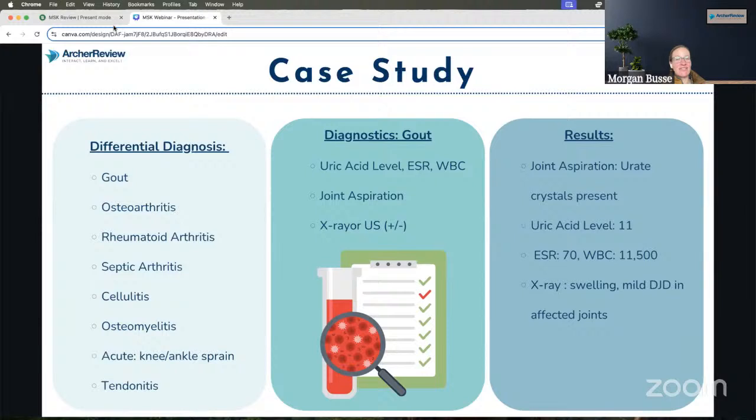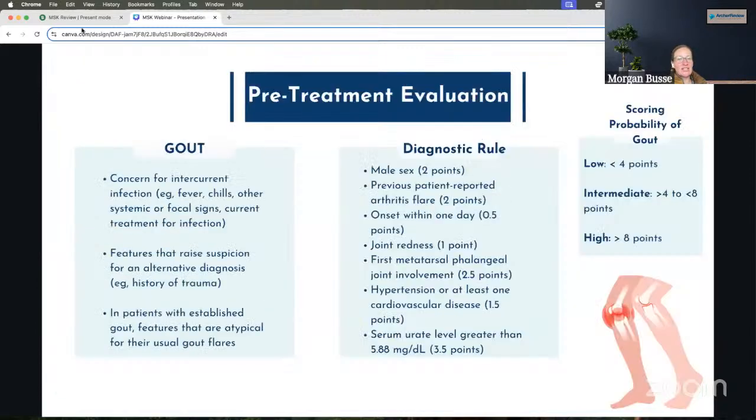So it's kind of like we take a little bit more time. We get their labs drawn right in house, but they have to go get their x-rays outside. Here we see a little bit of mild joint degeneration, some swelling, but that's it. Their ESR is elevated, white blood cell count is a little bit high, and that uric acid's up to 11. All right, so now we're thinking for sure it's gout. So what do we do about it?